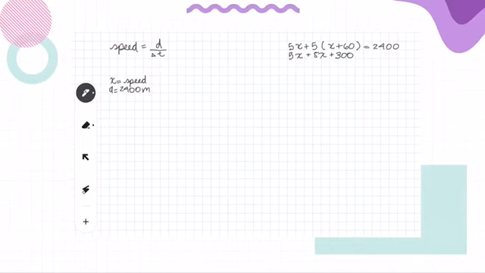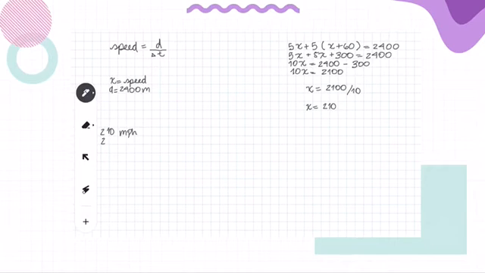Then we multiply 5 times x plus 60, which gives 5x plus 300 equals 2,400. Then we add 5x plus 5x, which will be 10x, equals 2,400 minus 300. And then x will be 2,100 over 10, which is 210. That will give us the answer, in which our first plane will be 210 miles per hour, and the second plane will be 270 miles per hour.